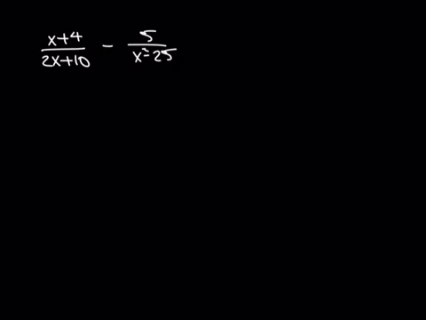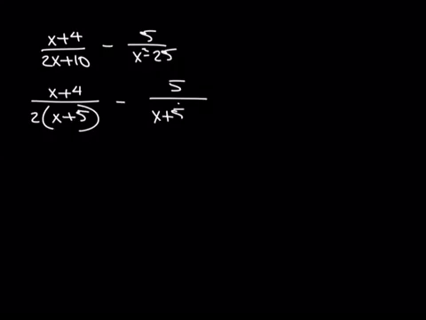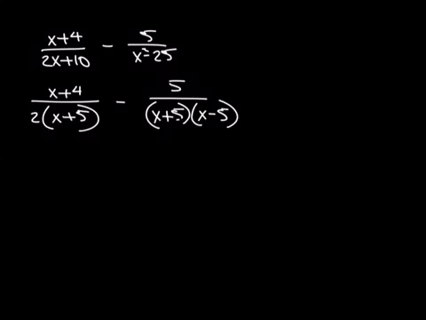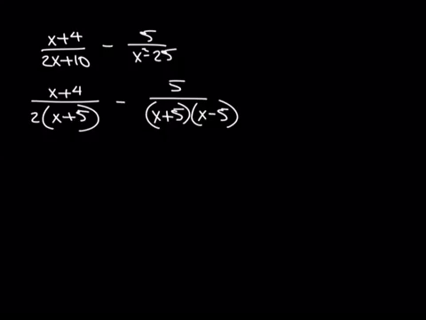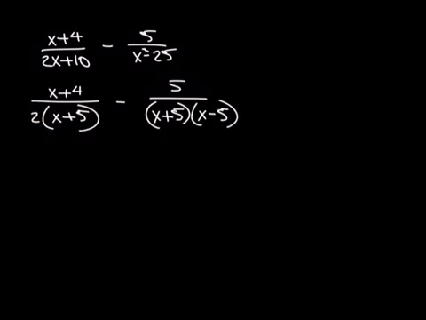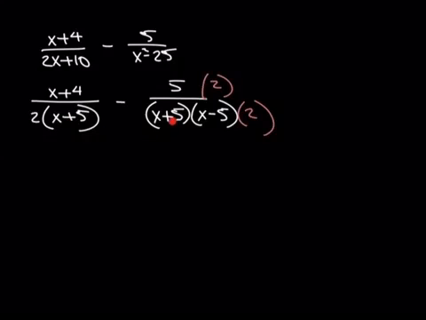X squared minus 25. Alright, let's simplify. Top doesn't do anything. Bottom, factor out a 2. Okay, let's see what we're missing. I have a 2 here. I don't have one there. So a 2 there and a 2 there. X plus 5. Okay, I'm good to go.